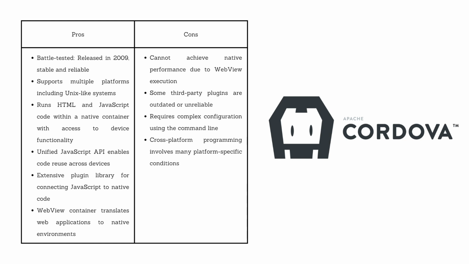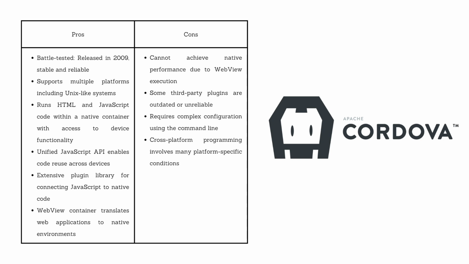Talking about pros and cons. About pros, it is a steady, battle-tested framework and it supports multiple platforms including Unix-like. Cordova runs your HTML or JavaScript code within a native container that grants it access to the device's native functionality. It has a unified JavaScript API that allows you to create reusable code for nearly every mobile device on the market.